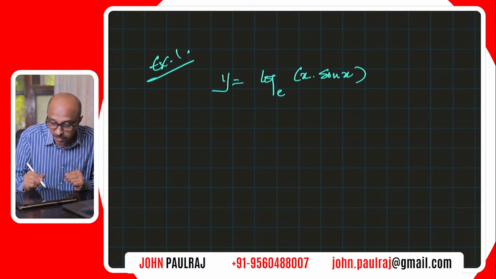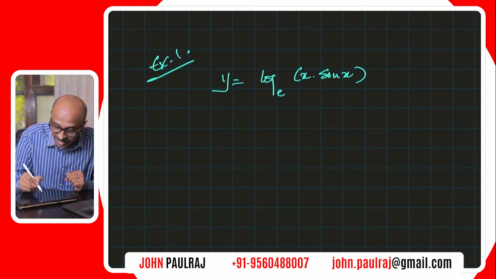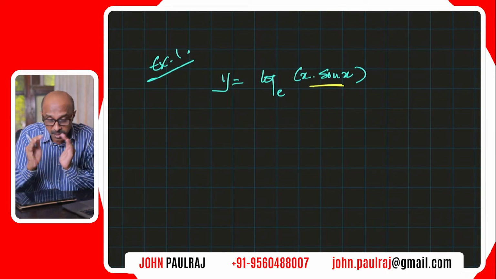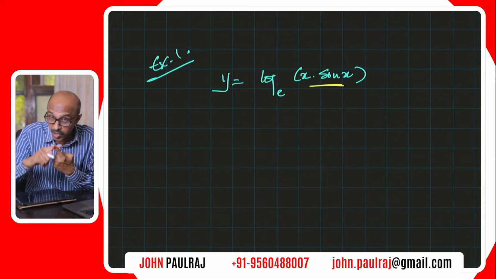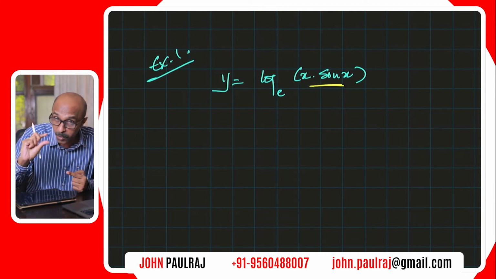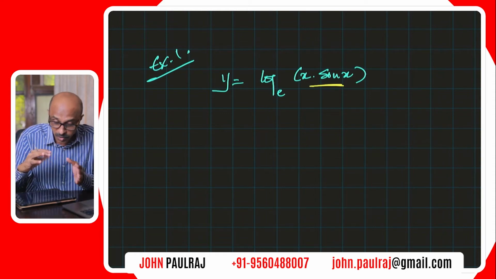What's different about this particular question is that the inside function is a product of two functions, x times sine of x. Can you see that? So as such, because it's a composite function, log of another function, we are going to use the chain rule. But to find the derivative of the inside function, we have to use the product rule. So that's a nice combination of the chain rule and the product rule. So let's see how to do it.